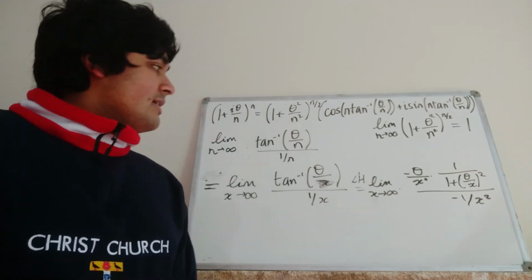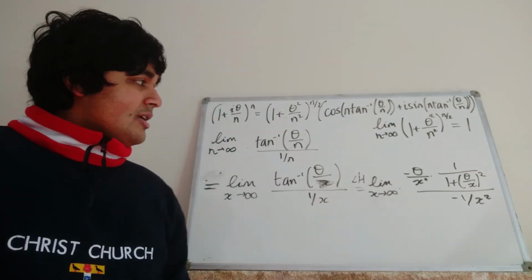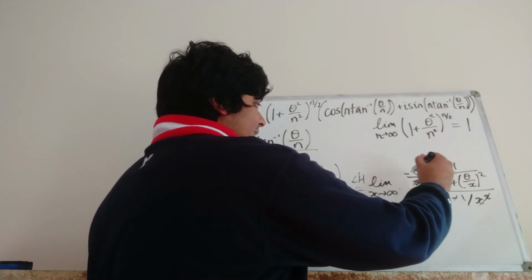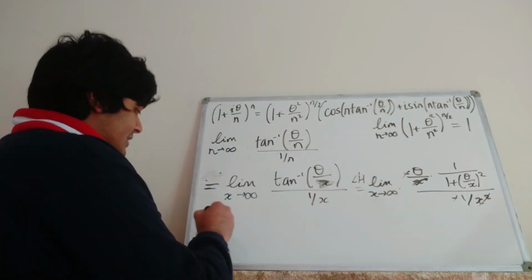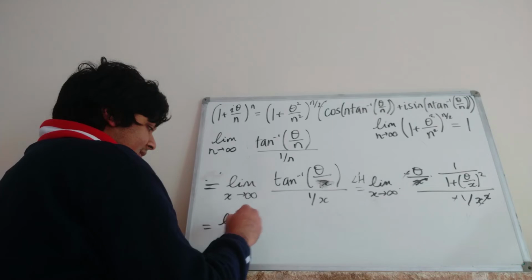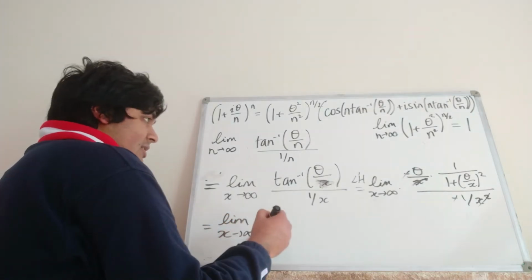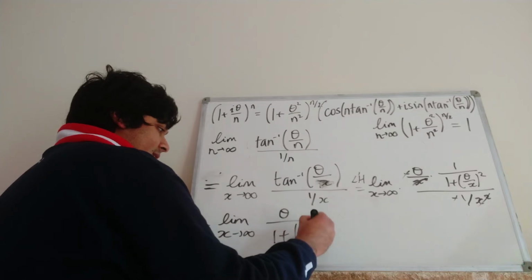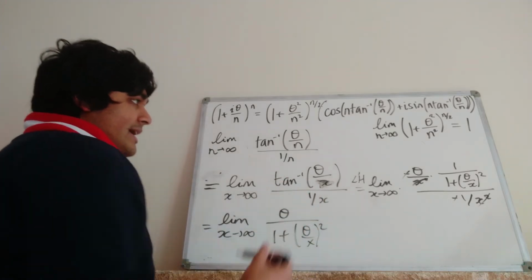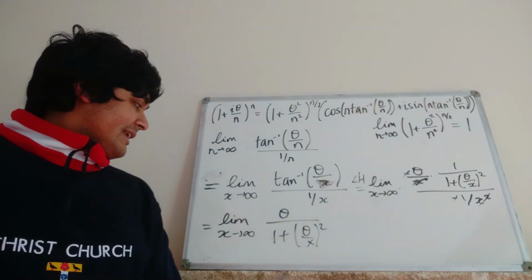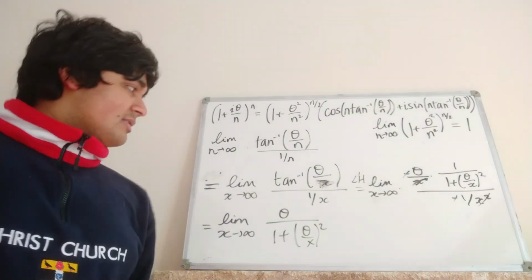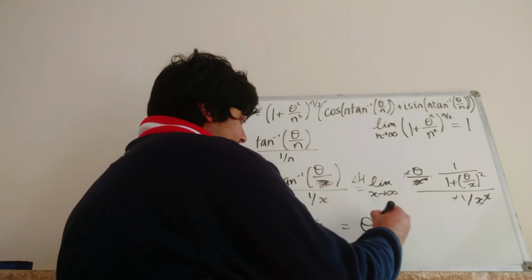like so. And we're taking the limit as x goes to infinity. Well, clearly this x squared here will cancel with this x squared here, and this minus sign will cancel with that minus sign. So let's just clear things up. This is the limit as x goes to infinity of theta divided by 1 plus theta over x squared, like so. Now clearly as x goes to infinity, this guy here tends to 0, so we've got theta over 1, so of course this limit is just theta.